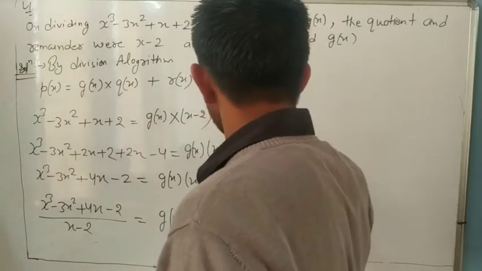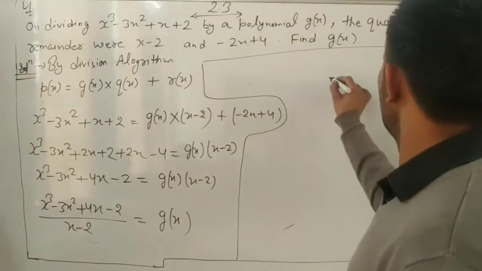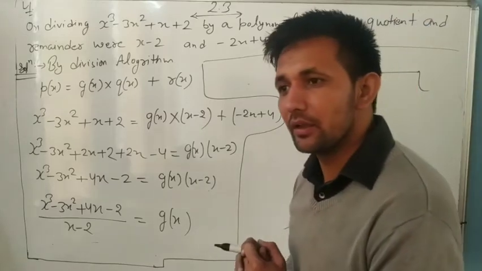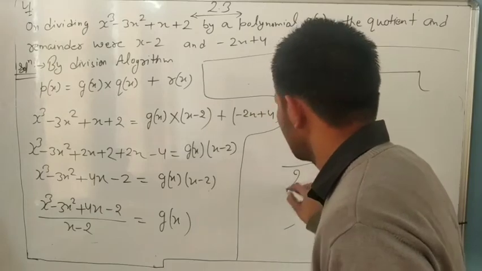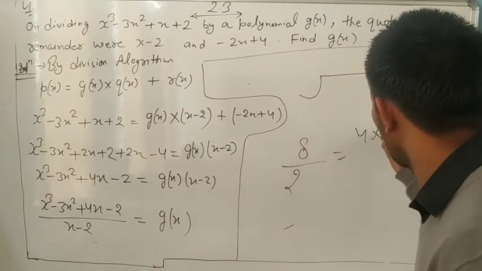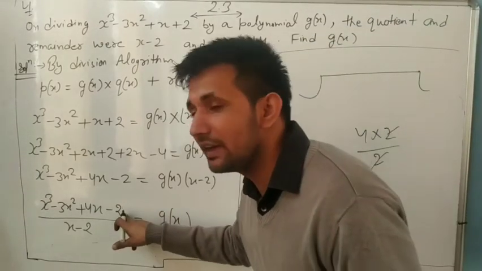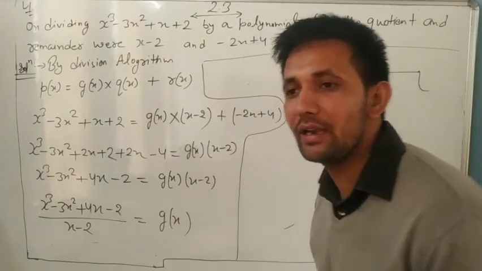Now, there are two methods. Suppose 8 is divided by 2. If we know its factors, 4 into 2, we can cancel easily, but it is very difficult to take the factors of a polynomial. So what will we do? We will use the division method.